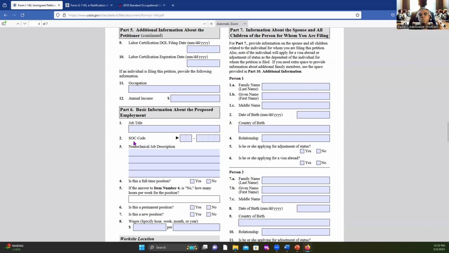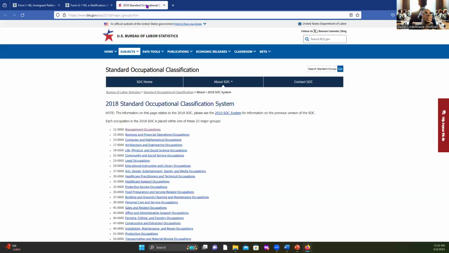You can get the standard occupation classification code. If you just go to Google and put SOC code, you will see different occupations that you can click on and see the one that aligns to you, as you can see on the screen. And the numbers you see here are the numbers that are required to fill in.